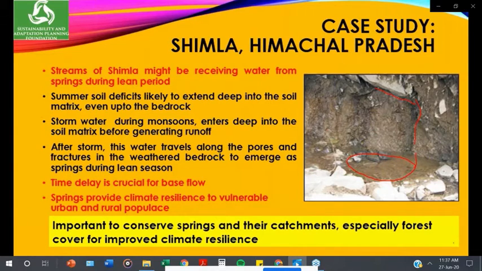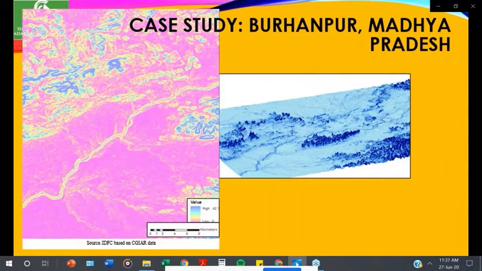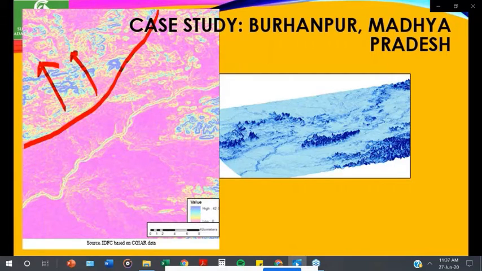Now, this is another case study from Burhanpur, Madhya Pradesh. This is close to the Indore, Khandwa region of Madhya Pradesh. Now, what you can see here is the Satpura ranges. This is all the Satpura ranges. And this here is the Tapti River. And what you can see here is Burhanpur city. So essentially, the city is located along the foothills of Satpura and along the banks of Tapti.